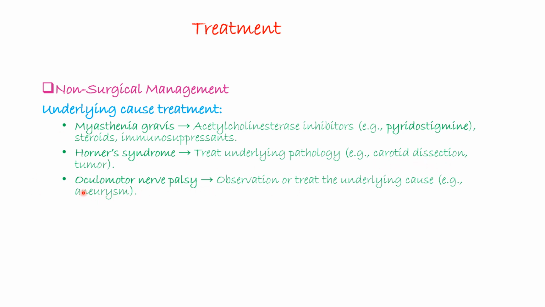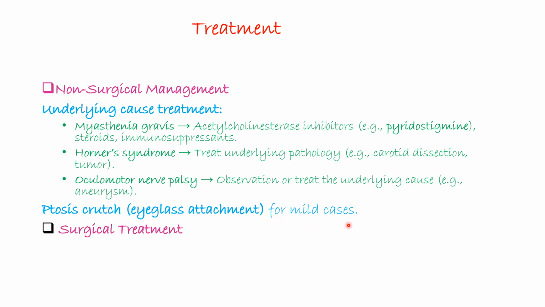In addition to that, oculomotor palsy, where you observe and/or treat the underlying disease. Oculomotor palsy is divided into two, the compressive type and the ischemic type. If it's the ischemic type, you could observe. If it is the compressive type, which is an emergency, you can do an MRA, that is an angiogram, in case of an injury, to rule out a posterior communicating artery aneurysm.